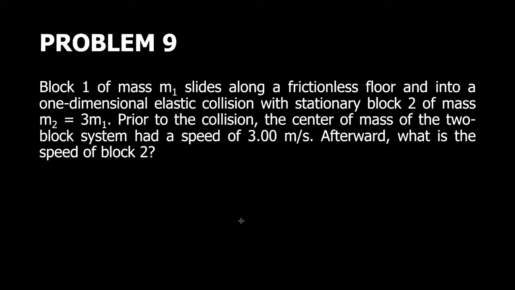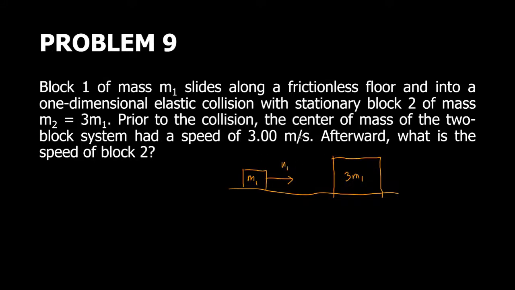So we're just going to do a rough sketch here on the slide. Block 1 is here, then you have a stationary block 2. This is 3 m sub 1, and this is m sub 1. Block 1 is moving, so we'll call its velocity u sub 1.